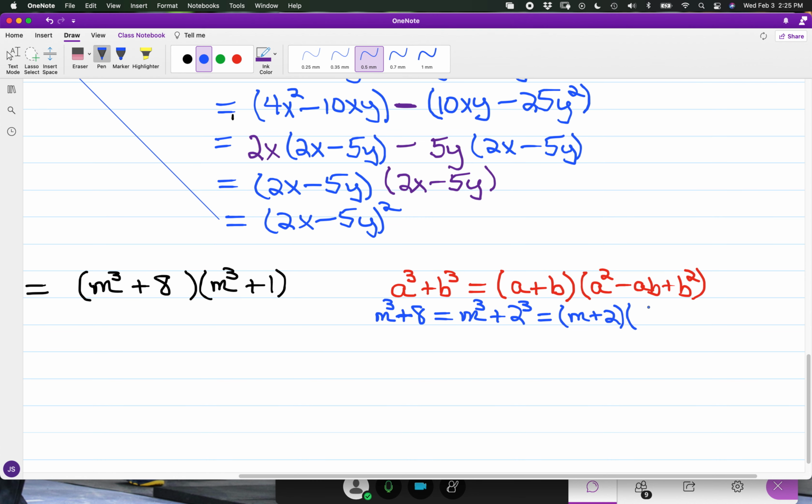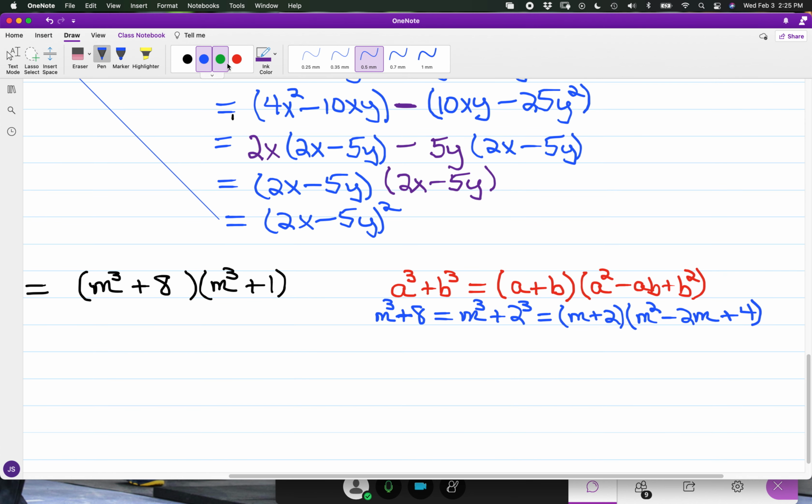And for a squared minus ab plus b squared, we have a squared represented by m squared, minus ab, we have minus m times 2, so we have a negative 2m, and plus b squared, that would be plus 2 squared, which is going to be 4.